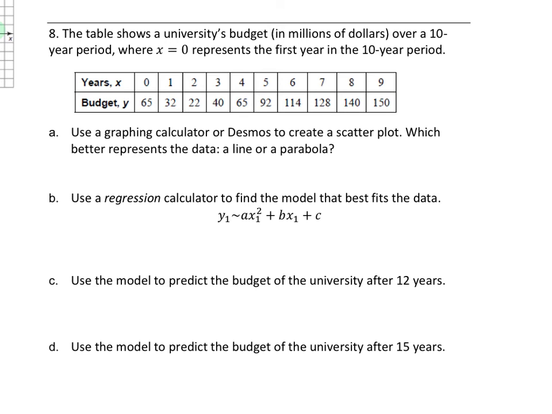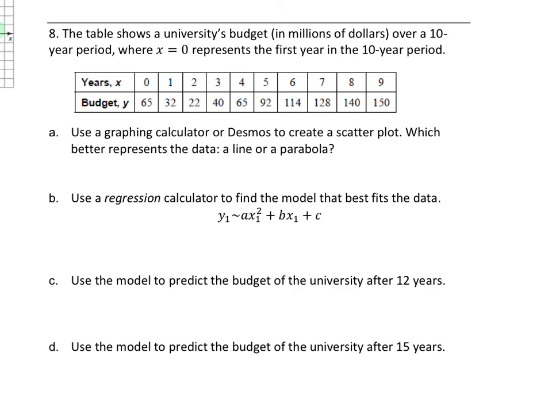Number 8 says the table shows a university's budget over a 10-year period where x equals 0 represents the first year in the 10-year period. Use a graphing calculator or Desmos, we're going to use Desmos, to create a scatter plot. Which better represents the data, a line or a parabola? Okay, let's answer that question. Type along with me. So I press zoom fit on this information. My only options here are line or parabola. Does this look like a straight line? No. Does it sort of look like a parabola?